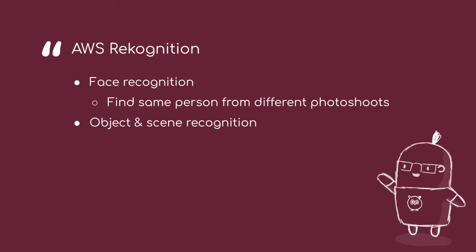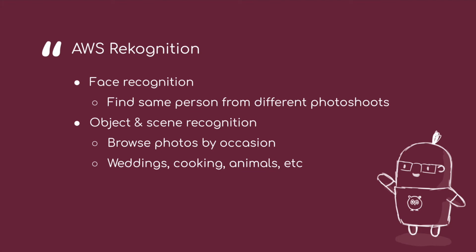Then it also provides object and scene recognition, so you can browse photos by occasion. Let's say you have cat photos, so you can only view pictures of cats. Or if you want to see all the weddings that you've been in, you can select the tag wedding, and then you get all the photos that are tagged with wedding.